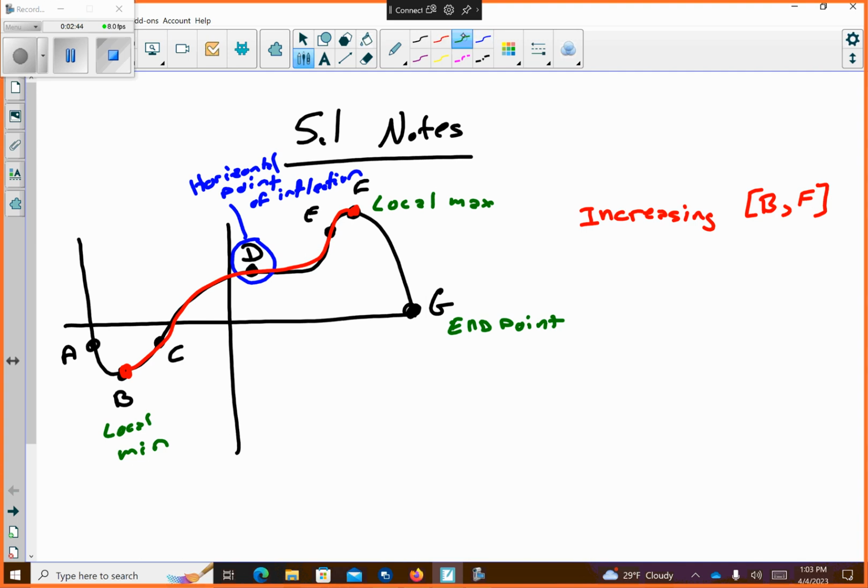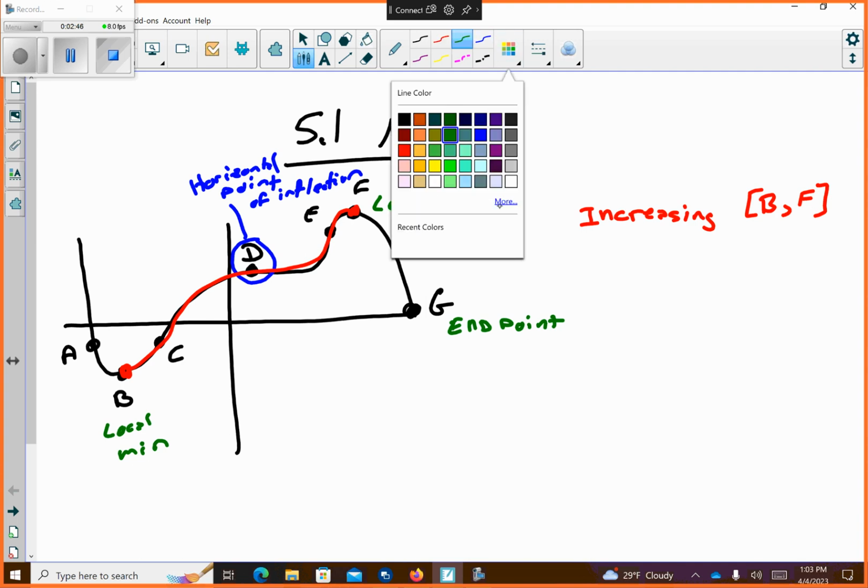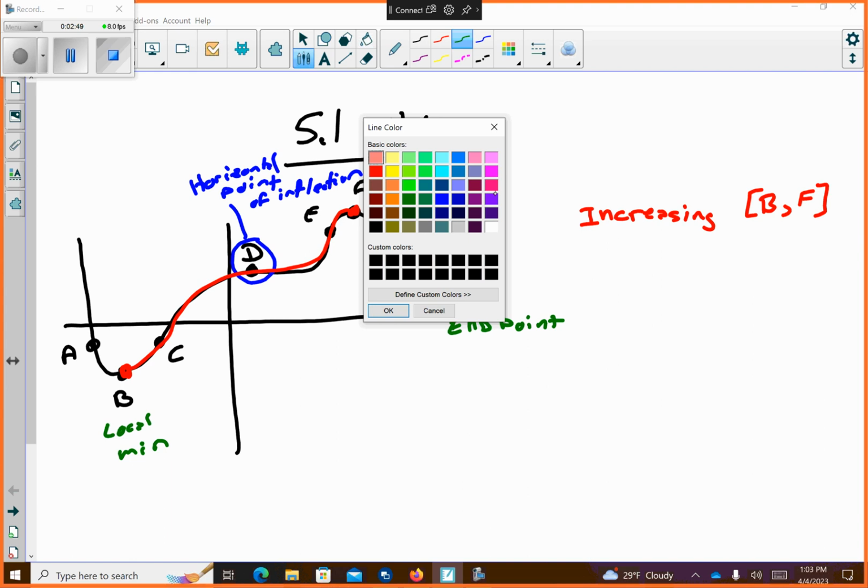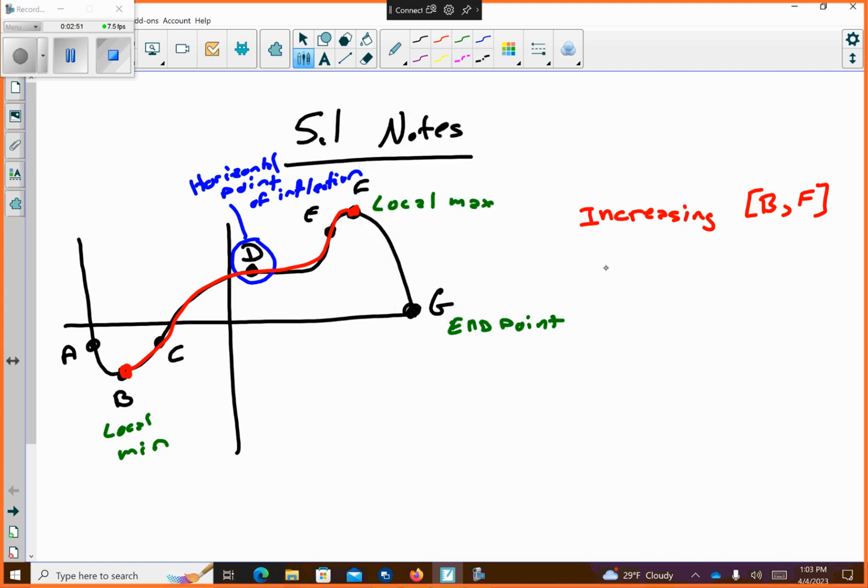Where this graph is decreasing, let's pick, ooh, I like this purple. I'll go purple. Where it's decreasing is here. So it's decreasing from negative infinity, because there's not an endpoint, all the way to B. And we can make that a square bracket. And it's also decreasing from F to G.